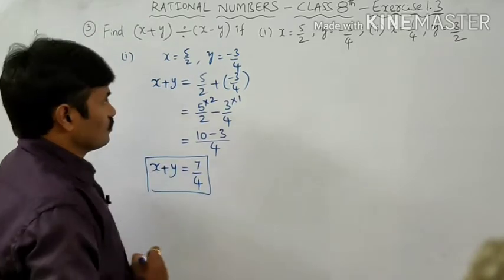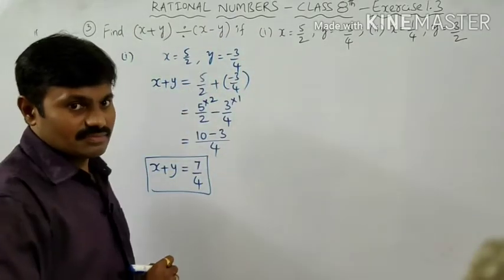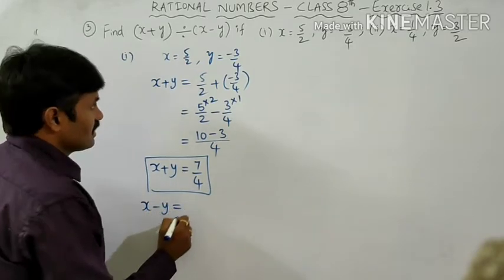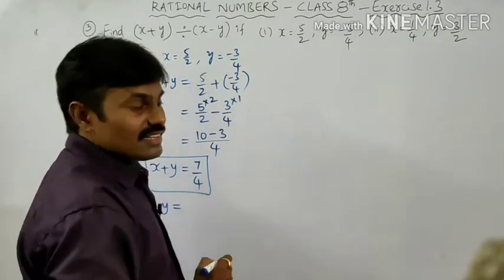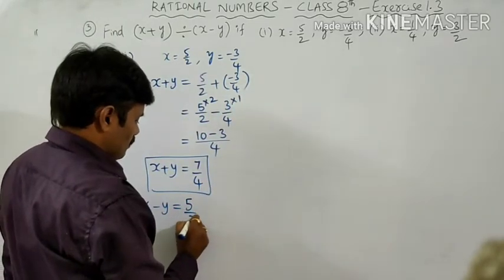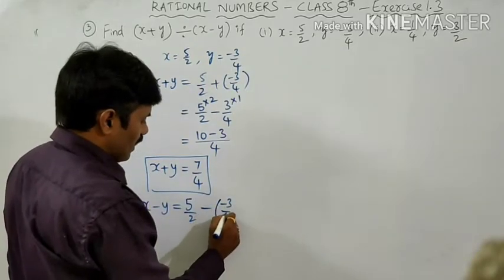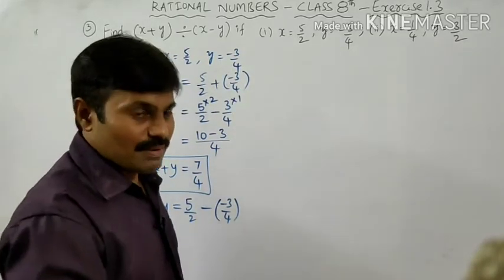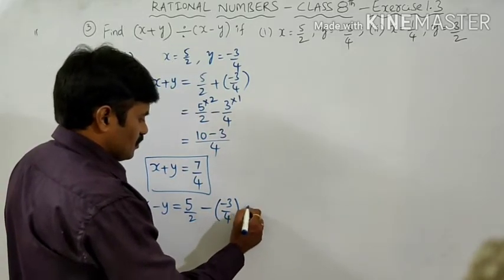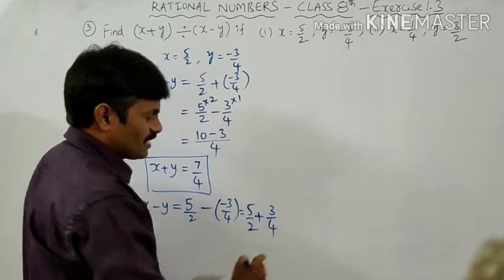Now we have to find the other one, x minus y. What is x? Again the value of x is 5 by 2, minus the value of y, which is minus 3 by 4. Keep minus 3 by 4 in brackets. If we simplify, we get 5 by 2 minus into minus, plus 3 by 4, that is 5 by 2 plus 3 by 4.